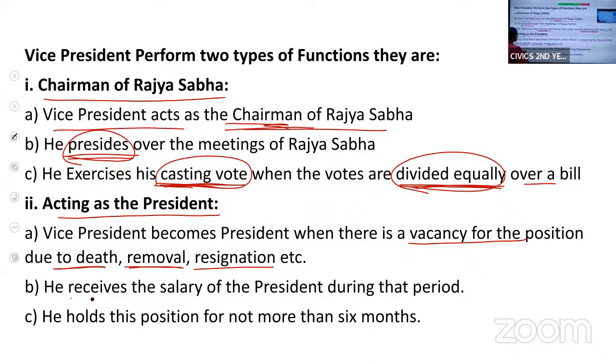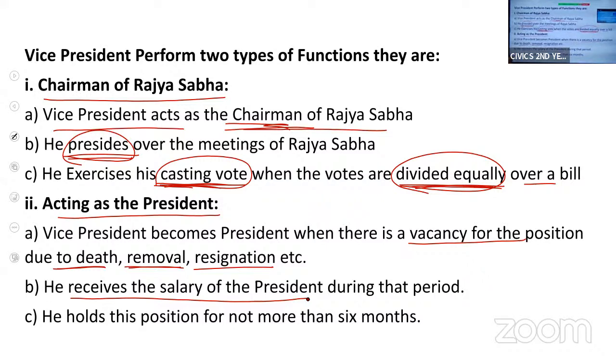When the vice president is acting as a president, he enjoys all the powers of the president and receives the salary of the president during that period. Then, when he is acting as a president, who will be the chairman of Rajya Sabha? Who will conduct the meetings of Rajya Sabha? For that, they have the deputy chairman. The deputy chairman will conduct the meetings of Rajya Sabha.